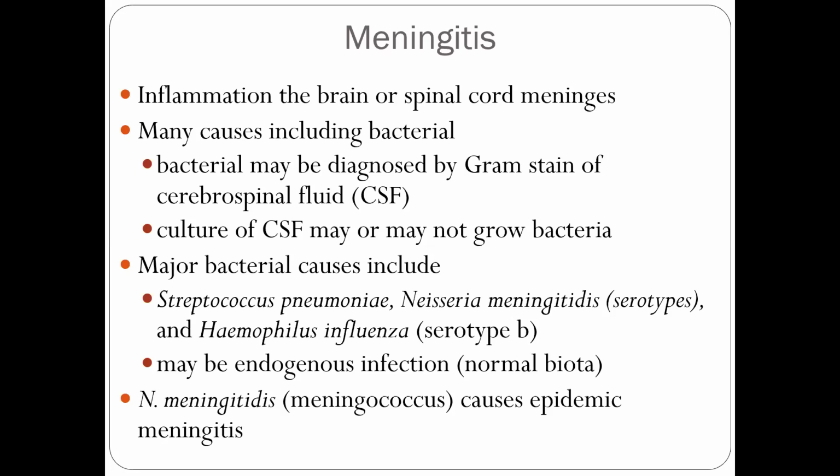So 0 to 2 months, that is group B Streptococcus agalactiae, so we say GBS. 2 months to 5 years old, that is Haemophilus influenzae. Then 5 years to 40 years old, that is Neisseria meningitidis. And older people, more than 40 years old, it is Streptococcus pneumoniae. Okay, that's important. It is age dependent.